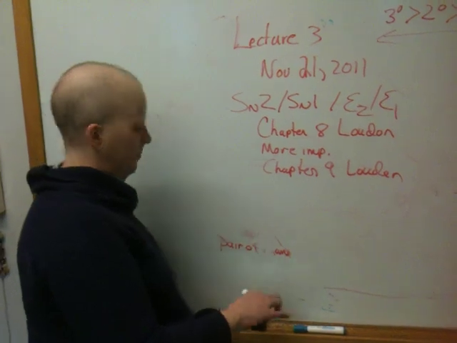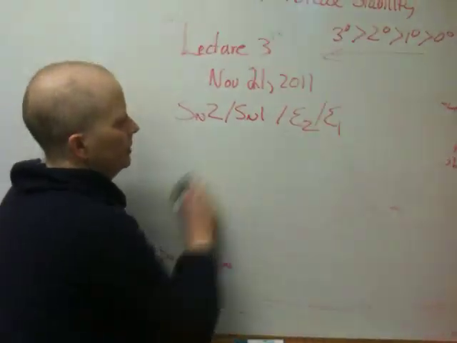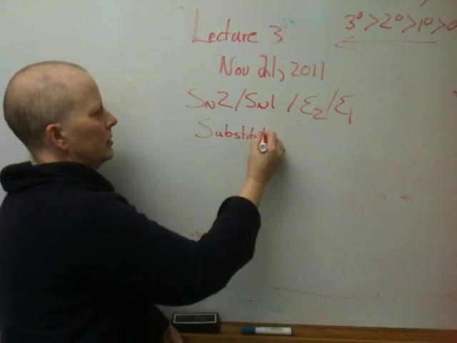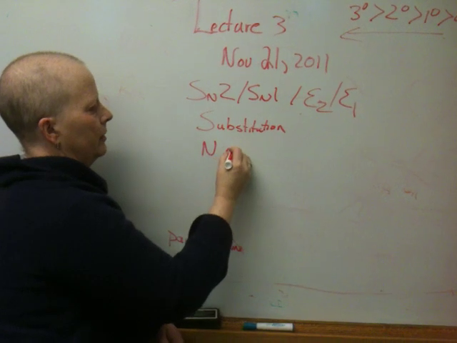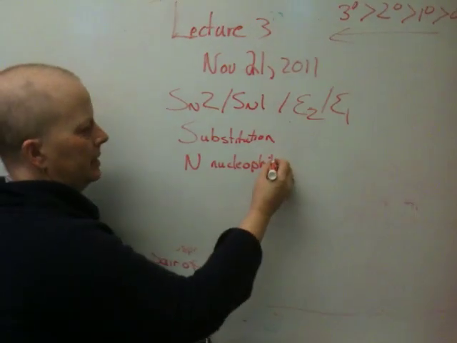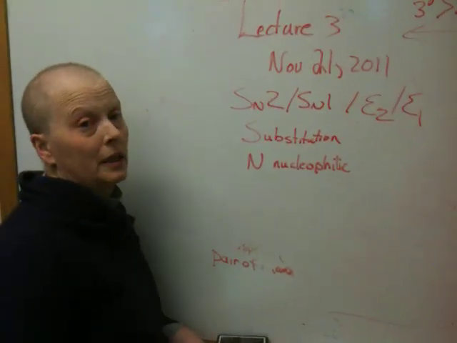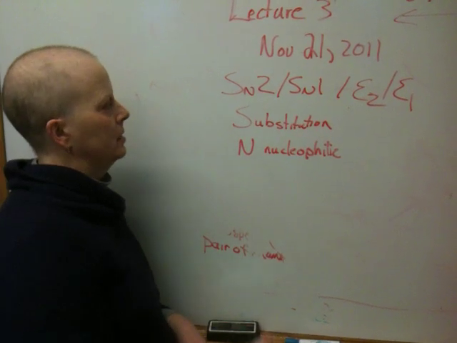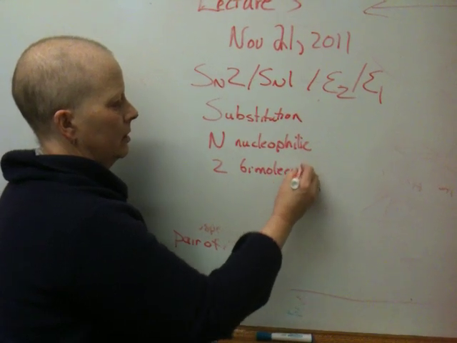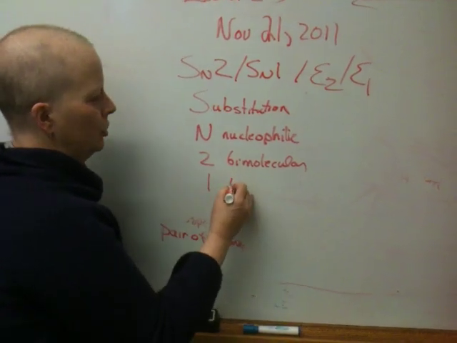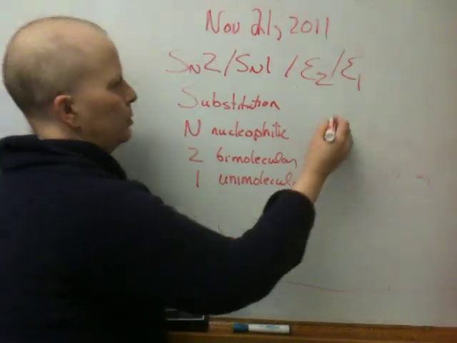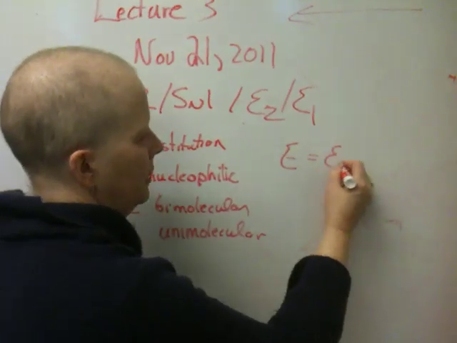So what does this stand for? The S stands for substitution. The N stands for nucleophilic. Remember, that's my favorite term, nucleophilicity. You know what that means already. A nucleophile is something that loves the nucleus, or protons. The 2 means bimolecular, and the 1 means unimolecular. And last but not least, E means elimination.